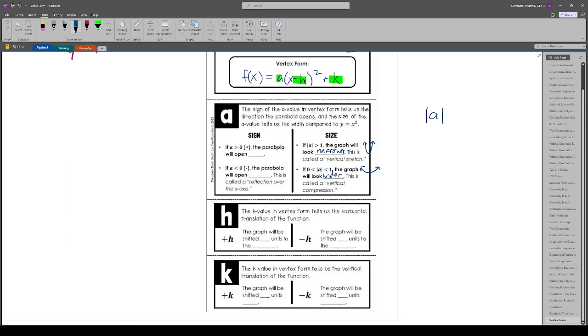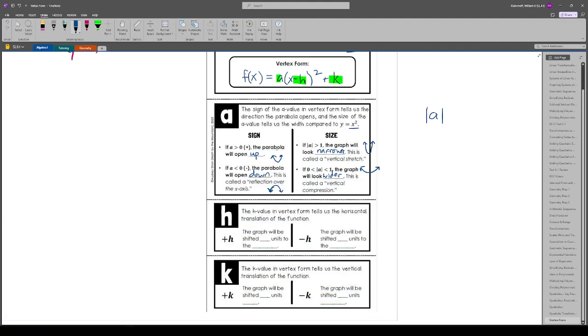The sign of a tells us if there's a reflection or not. So we know the parent function is positive x squared. So if a is positive, then the parabola opens up, and you can just picture the parent function opening up like that. If a is less than 0, so if it's negative, then the parabola opens down. So it'll be flipped, vertically reflected.